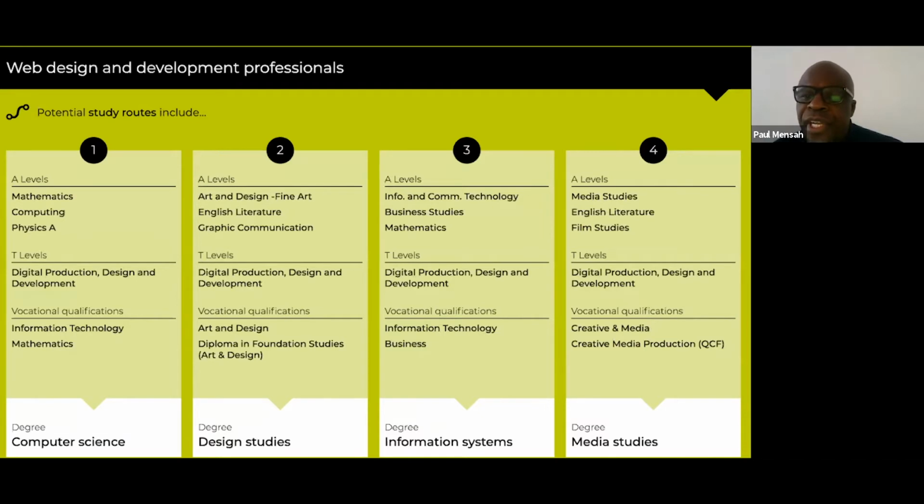Sorry, can you scroll to the right of the screen because I can't see the other table on the A-level media. All right, so we also offer A-level media, English, film studies, T-levels in digital production and game development, and creative media in the vocational, all in level 2s and level 3s.